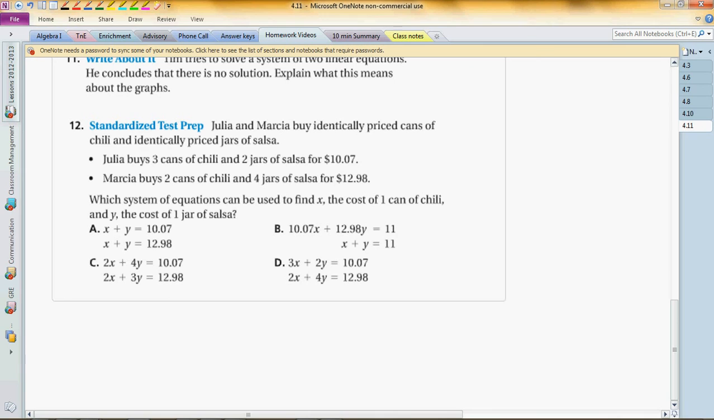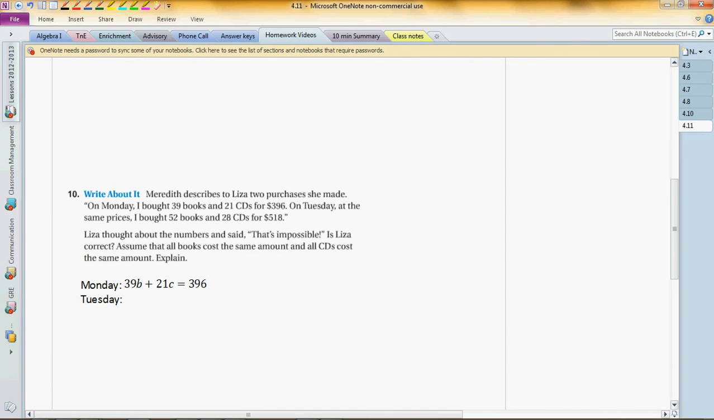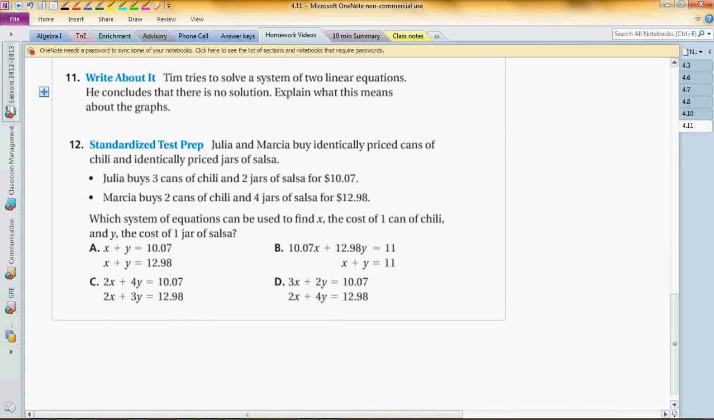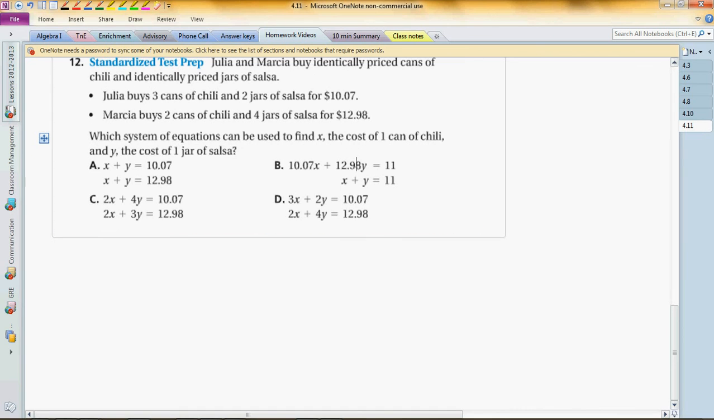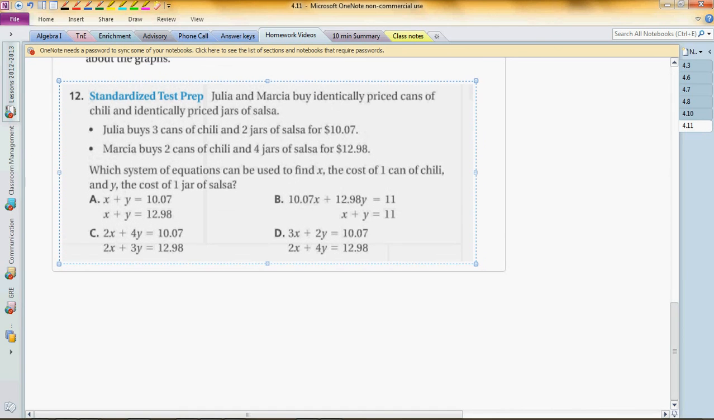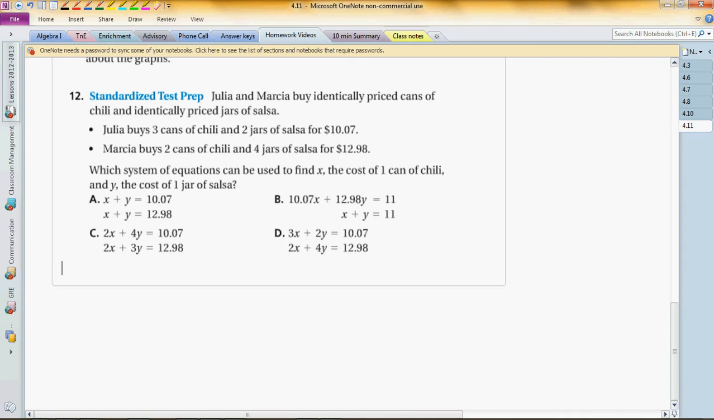Problem number 12. Julia and Marcia buy identically priced cans of chili and identically priced jars of salsa. Identically means the smarty pants way of saying the same exact price. Julia buys 3 cans of chili and 2 jars for $10. And this problem is pretty much the same as problem number 10. You come up with two equations, and I don't know if you have to use the guess, check, and generalize method for this, because it's really clear.